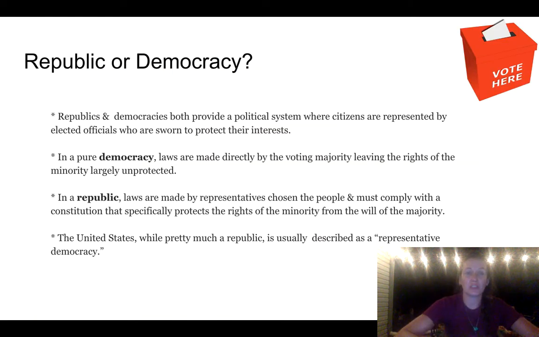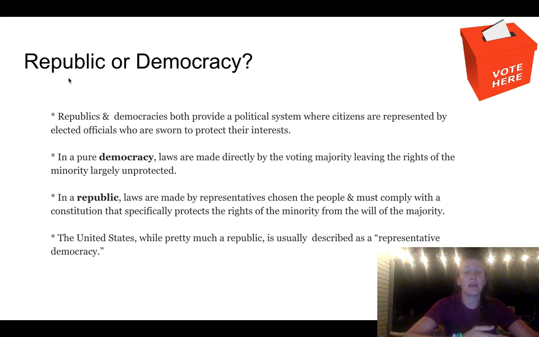So I had a question as people were doing their terms about a republic or a democracy. As you go through your terms, you'll see that they're very similar, and at times that can be confusing. So I tried to break it down in a few ways. Both of these two things are political systems, right? And both are systems where people are represented by officials who take an oath that they will protect their interests.